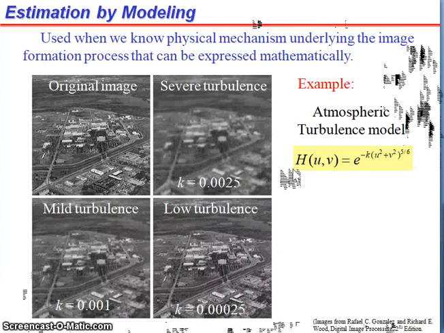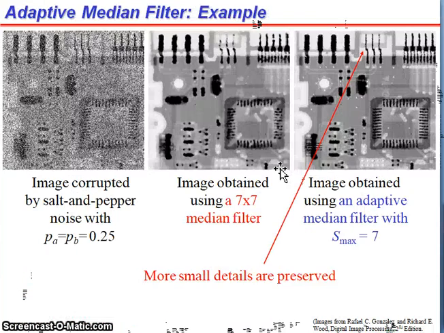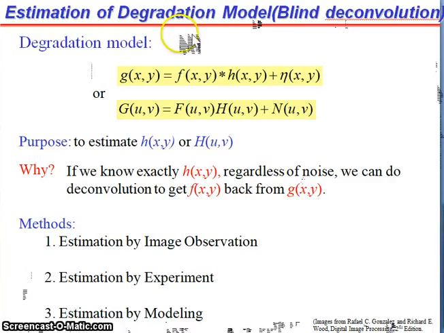These three are the different methods to estimate the degradation model. These are also called blind deconvolution.